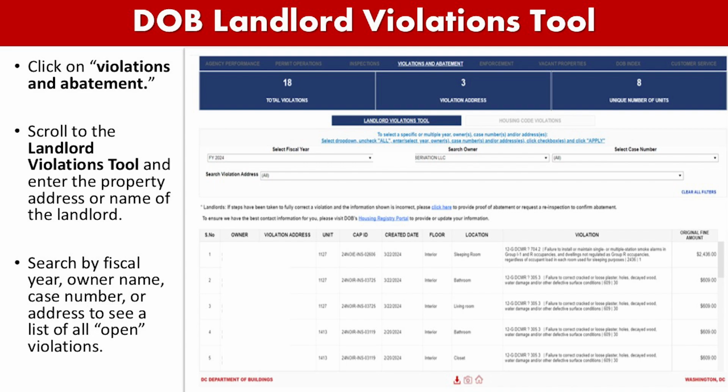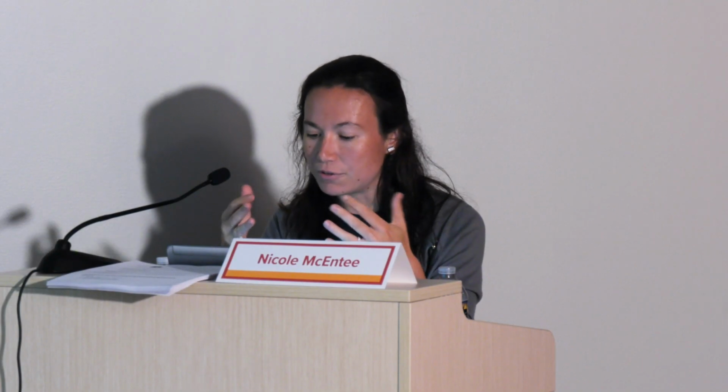You can search for fiscal year, so you could see in the past year how many violations has this landlord had. You could search for several years. You could search for an owner name or a case number, or just look at all open violations. And it's going to show you what unit the violation was in. It's going to show you what date this property was inspected by the Department of Buildings investigator. It'll show you what room, like location that this was in. So sleeping room, bathroom, living room, etc. It'll tell you exactly what part of the code was violated and what the fine is.